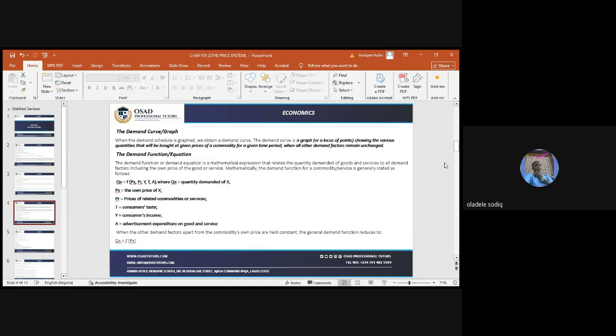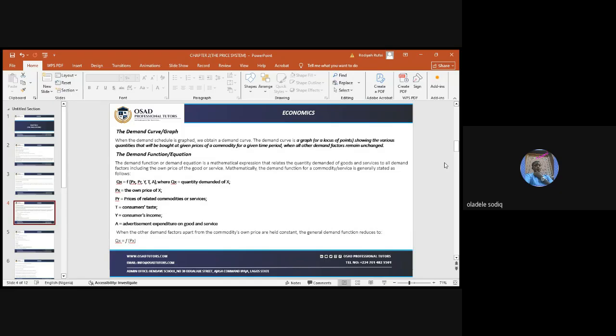I like to emphasize more on this. Whenever you are defining demand, please always ensure that you put these keywords: when other demand factors remain unchanged. Don't forget that I said that it is not actually about the price alone that determines what quantity you buy. There are other factors that can as well determine the quantity that you'll be willing to buy.